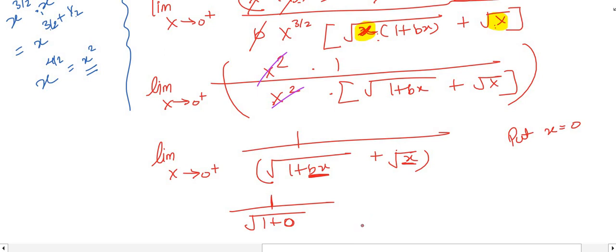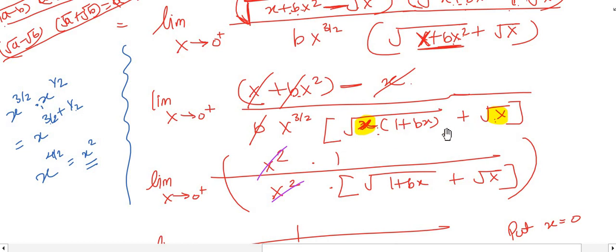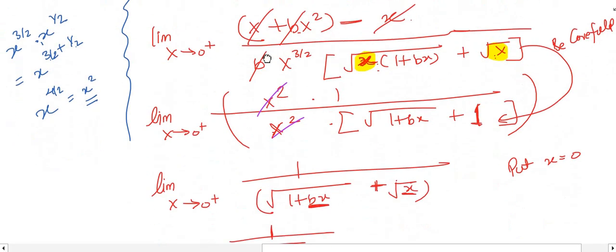Correct? So this is plus root of... I am sorry, I made a mistake here. When we took root x common, guys, I made a little mistake, please check it out. When I took root x common here, this root x will become 1. Please make a correction. This root x would have become 1. Be careful here. Let me write it down. When I took this root x common, this would have become 1. So let's continue.